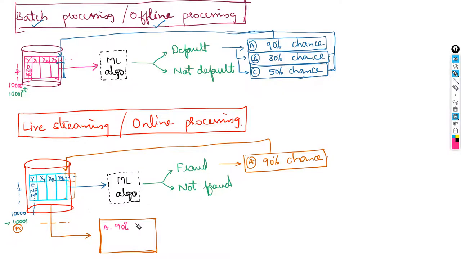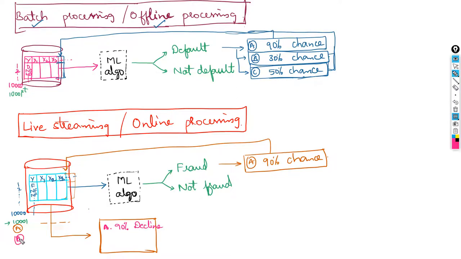So either the bank could decline the transaction, or the fraud team might give you a call and ask you, hey, customer A, did you do this transaction? If the answer is yes, they'll approve. Otherwise, they are going to decline the transaction.